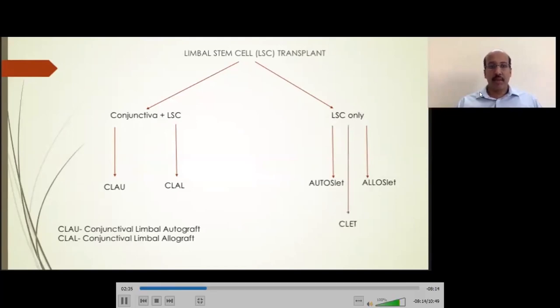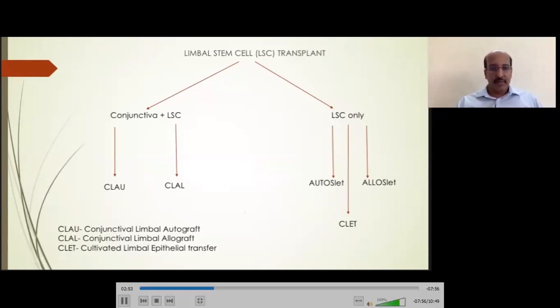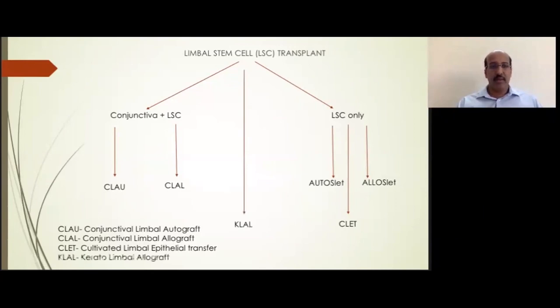Limbal stem cells can also be cultivated in laboratories, which is called cultivated limbal epithelial transfer, and then transplanted onto the recipient eye. But the problem here is the cost and also the maintenance of those labs, and also the government criteria, which have become very strict now. Another option is you can use cadaveric eyes less than 48 hours fresh with intact limbus and epithelium. And that's when we call it a keratolimbal allograft.